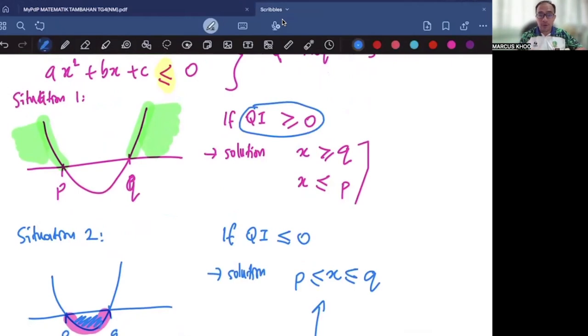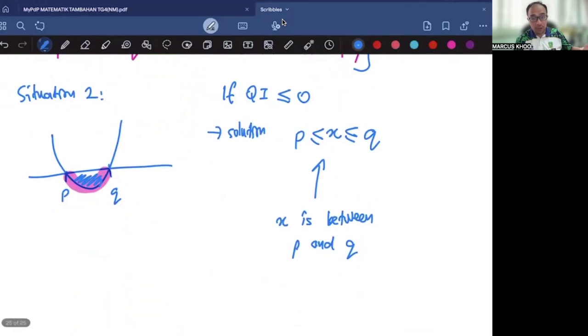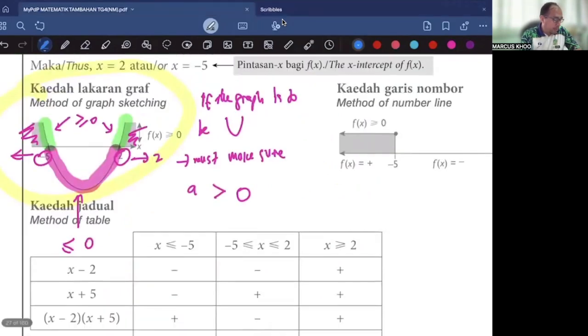If it is more than 0, this is the graph that you must draw and the part that you must shade, okay? And then after that, the solution is like that. But if it is less than 0, this is the graph you must draw, and this is the part you must shade, and then this is the answer. The only thing that changes is the number P and the number Q. Okay, let's take a look at one example.